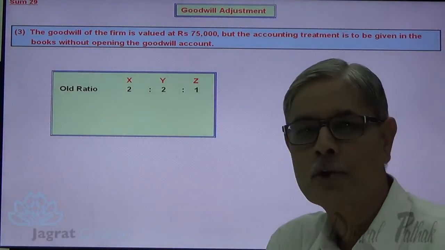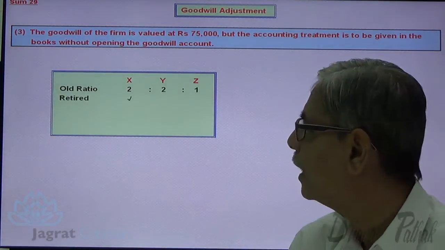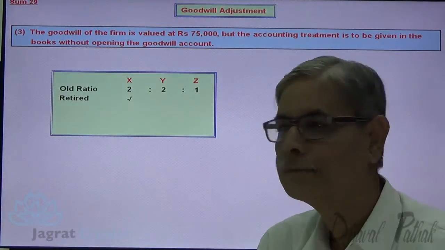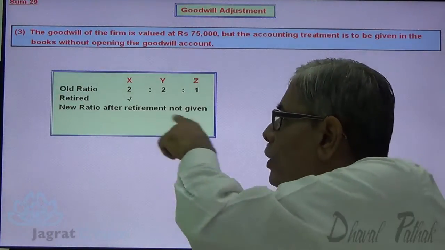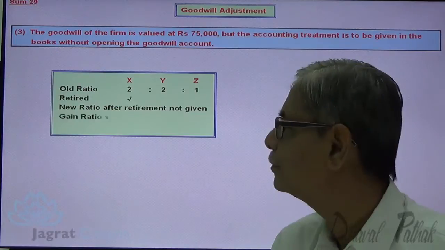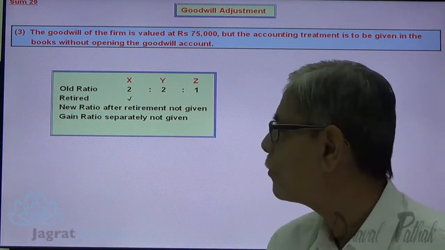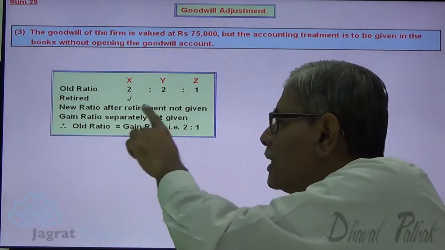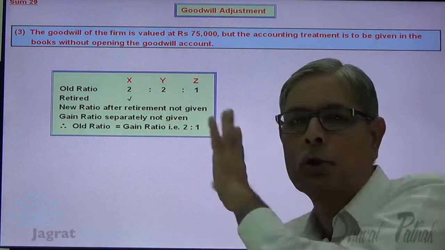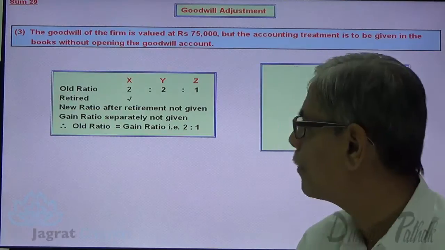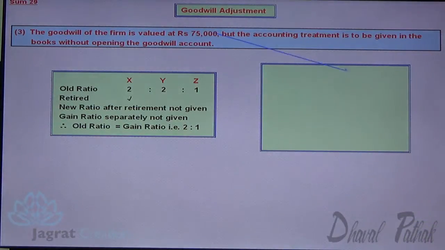Profit sharing ratio is 2:2:1. X retired. New ratio after retirement is not given. Gain ratio is separately not given, that we have observed in the sum. So what happens? Old ratio is equal to gain ratio, which is 2:1. So 2:1 is the gain ratio. Now who has retired? X has retired.